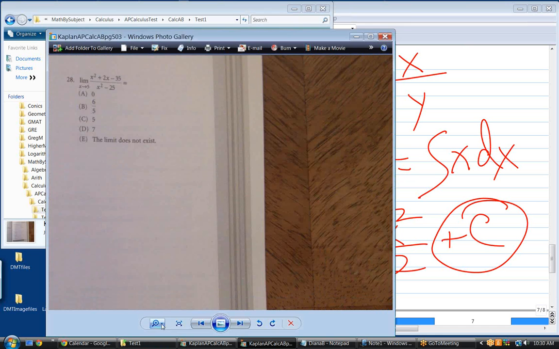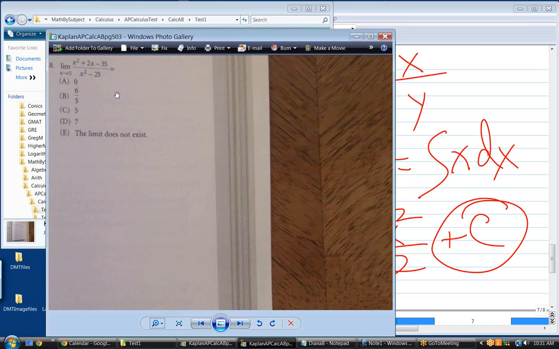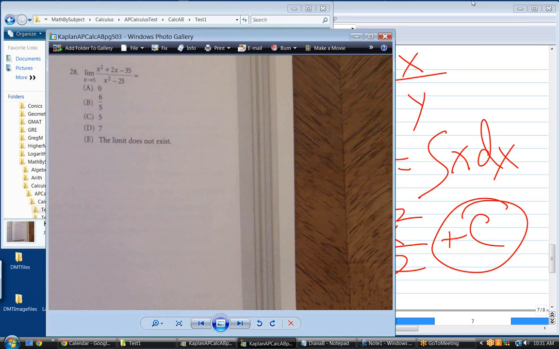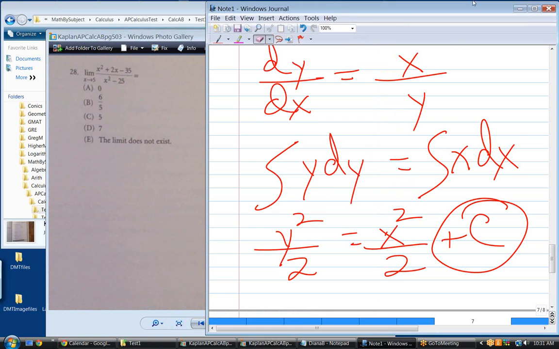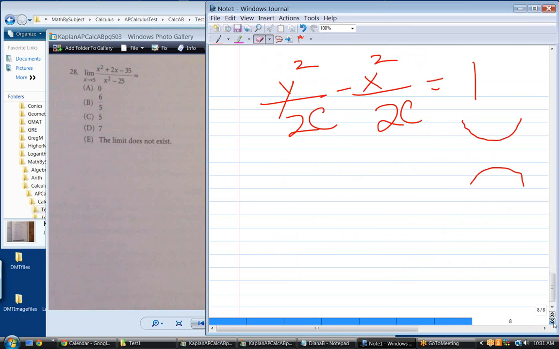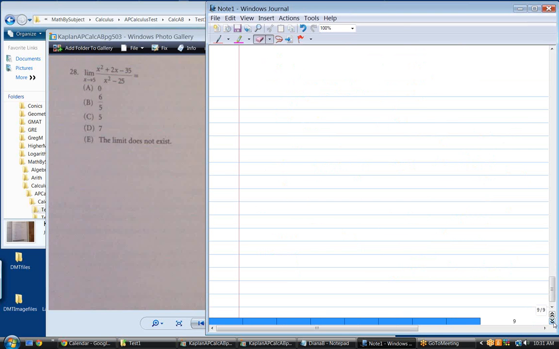Number 28. I hope you're sticking an easy one in there, but what's the first thing you do to evaluate a limit?